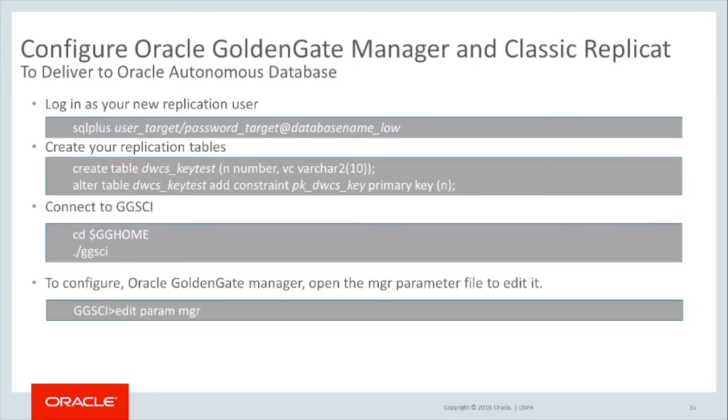Log in as your new replication user, create the replication tables, connect to GGSCI, and configure Oracle GoldenGate Manager, and open the manager parameter file to edit it. That is done with the edit param mgr command under GGSCI.